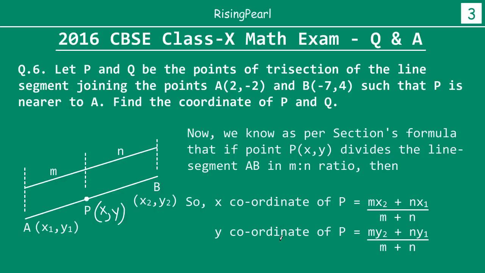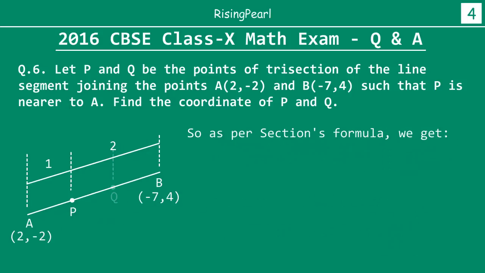And similarly for the y coordinate of point P, instead of x coordinates, we replace by y. So it will be my2 plus ny1 divided by m plus n. So it's important to note: mx2 plus nx1 divided by m plus n for x, and for the y coordinate, it will be my2 plus ny1 divided by m plus n. Now that we understand this, let's take a look at the values.